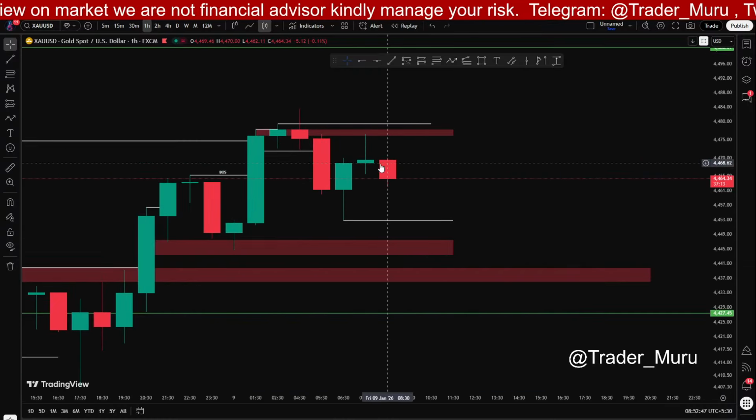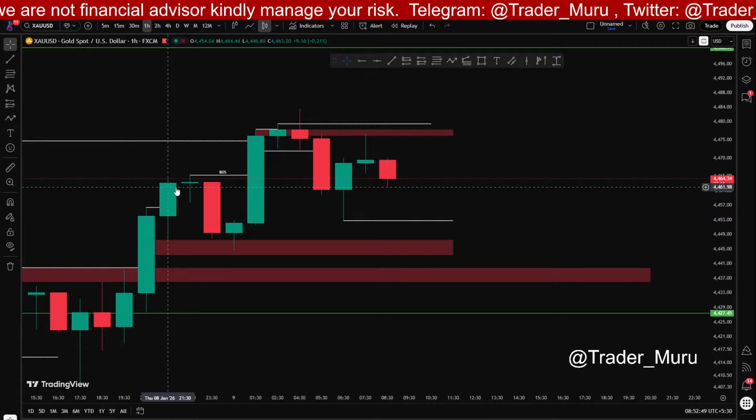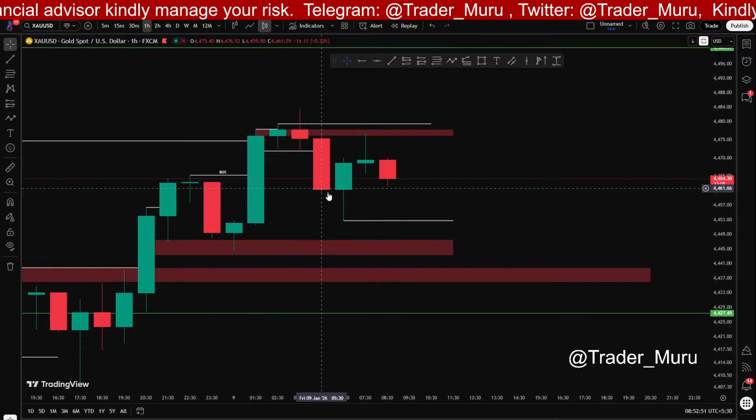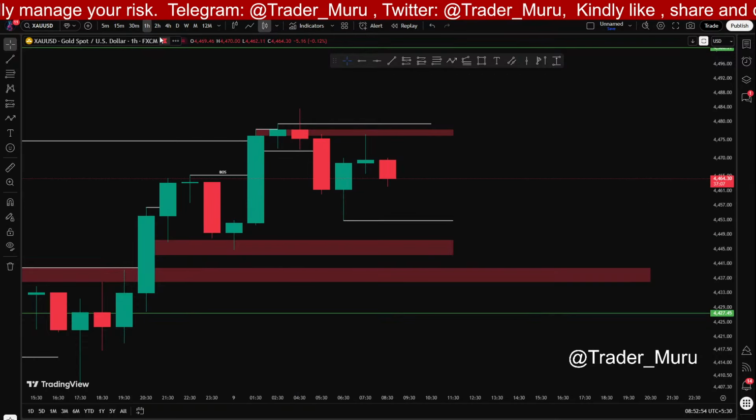Price is trying to drop here. It's creating an evening star, again the double doji evening, and this will be again an evening star.